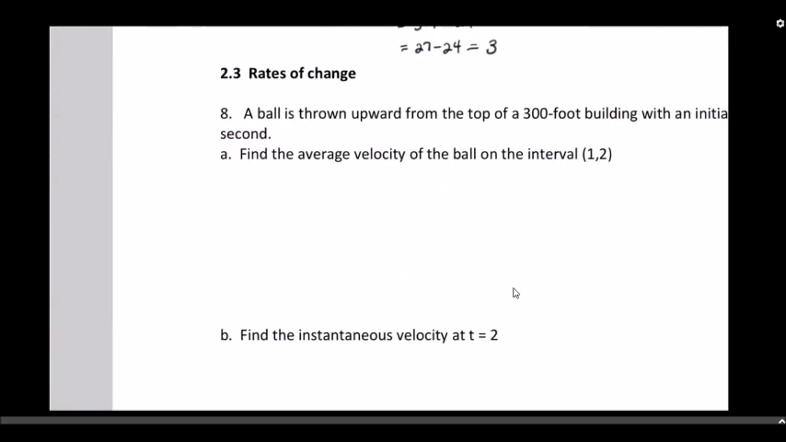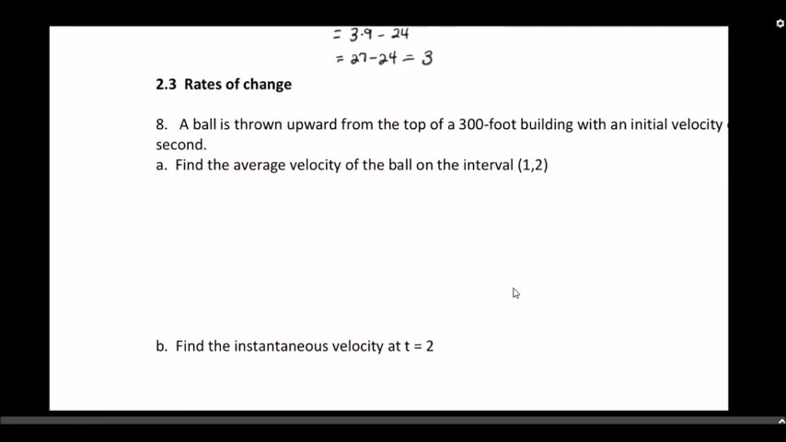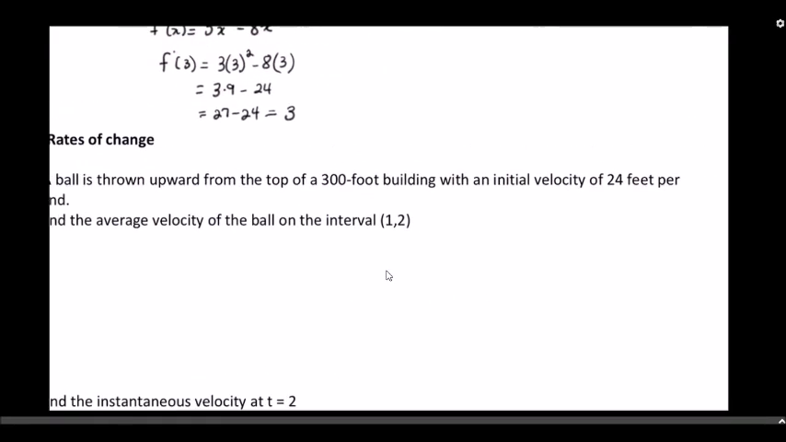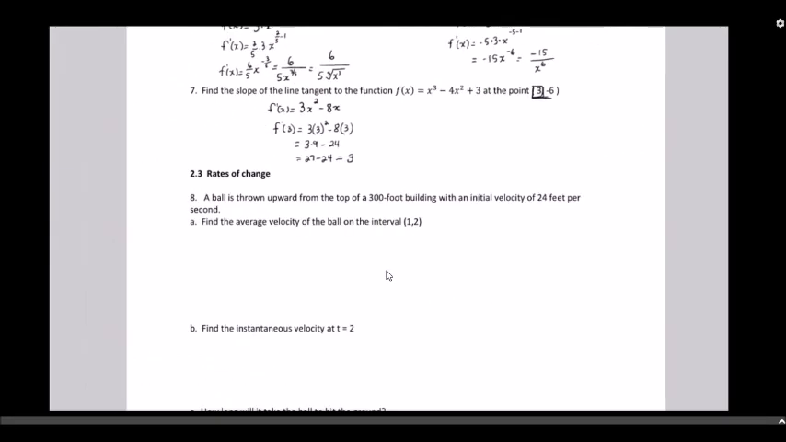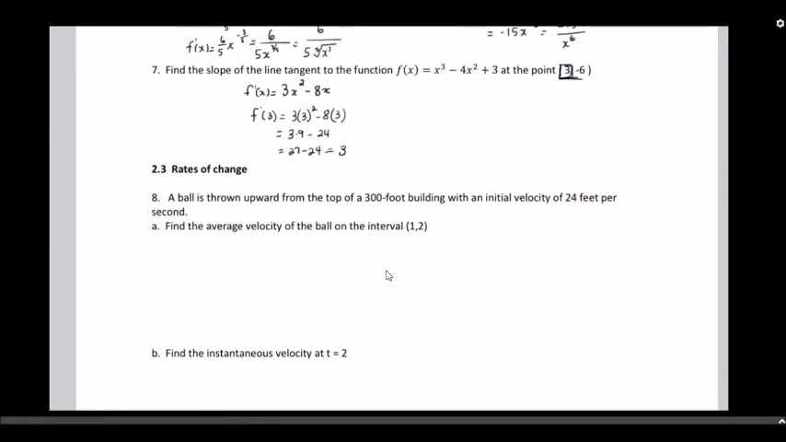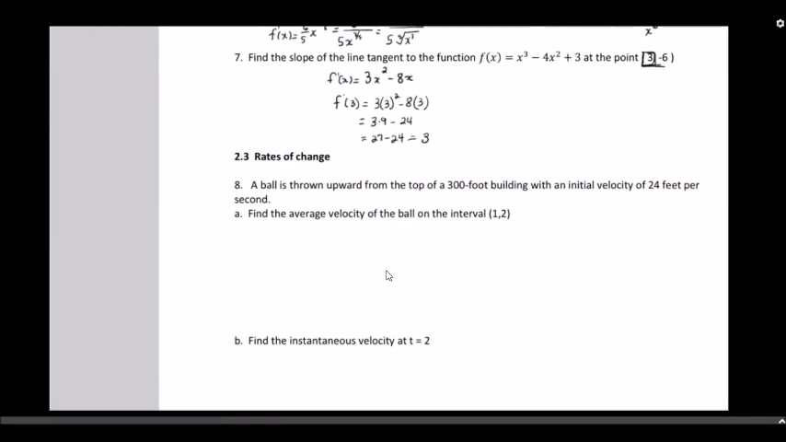In Section 2.3, we talked about some applications of finding a derivative. One of those was the position and the velocity of a falling object. A ball is thrown upward from a 300-foot building with an initial velocity of 24 feet per second. The first thing we're going to want to do is write the position function.